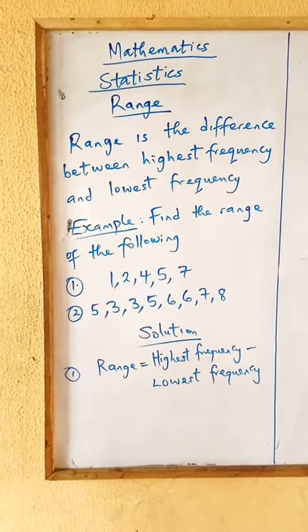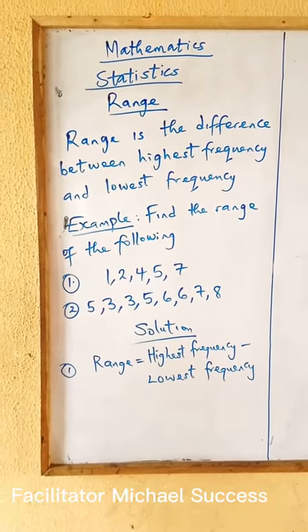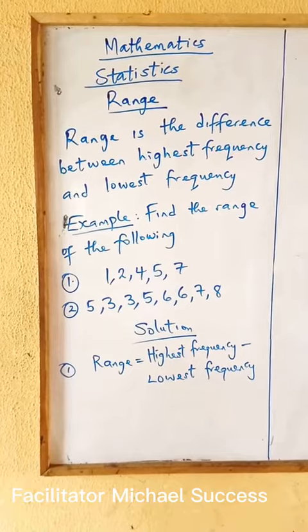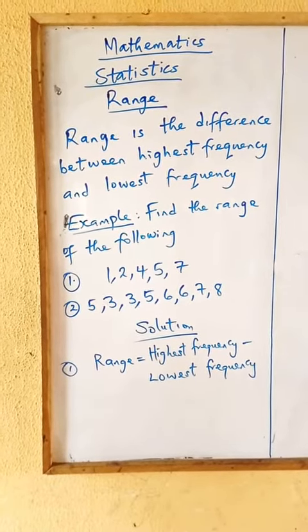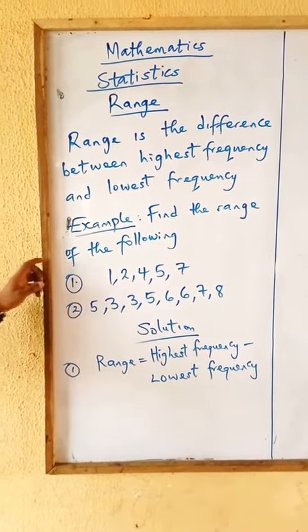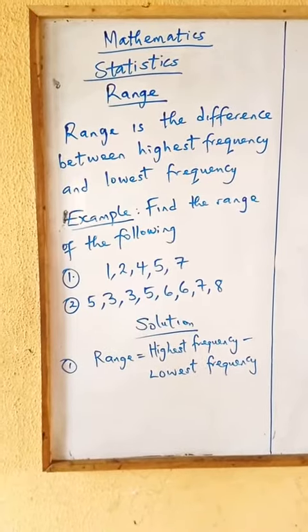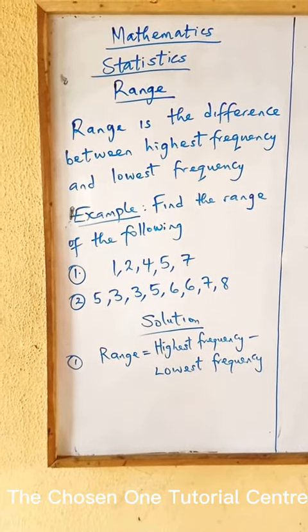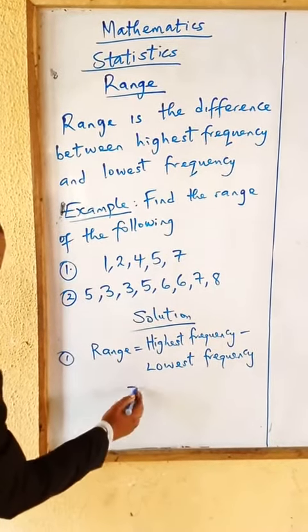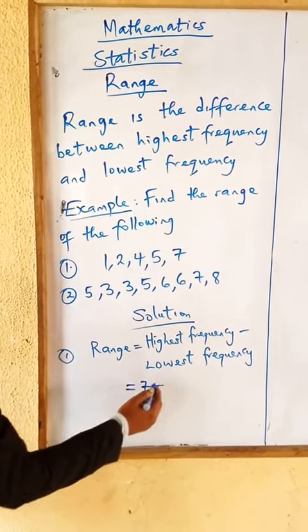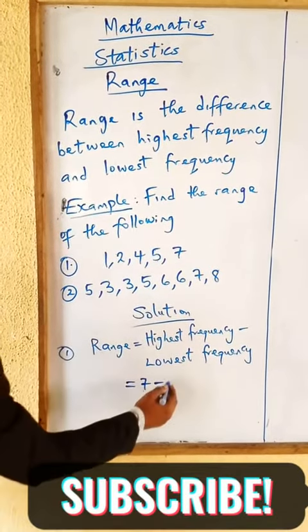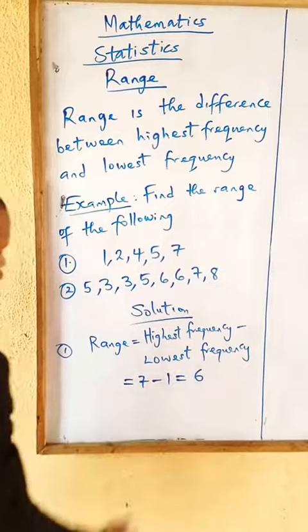So range is equal to highest frequency minus lowest frequency. Find the range of the following. We have 1, 2, 4, 5, and 7. The highest frequency here is 7, so we are going to have 7 minus, and the lowest frequency is 1. 7 minus 1 will give us 6.